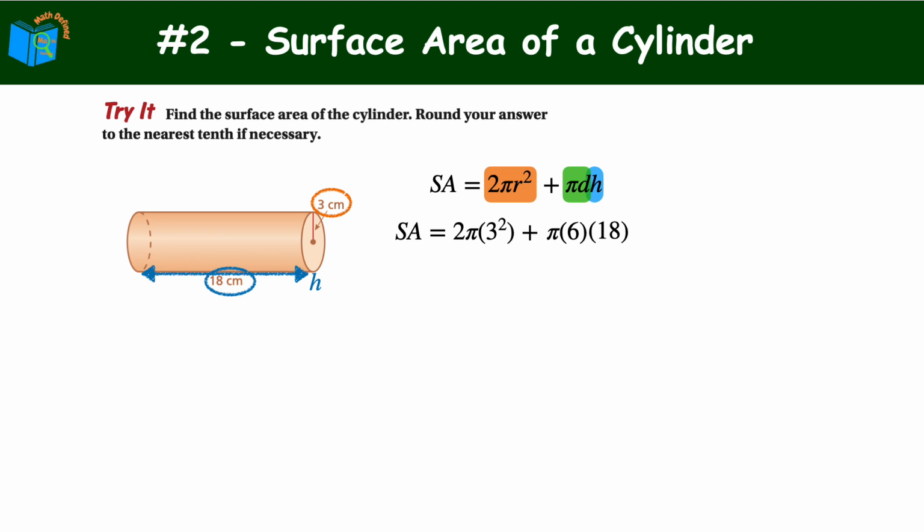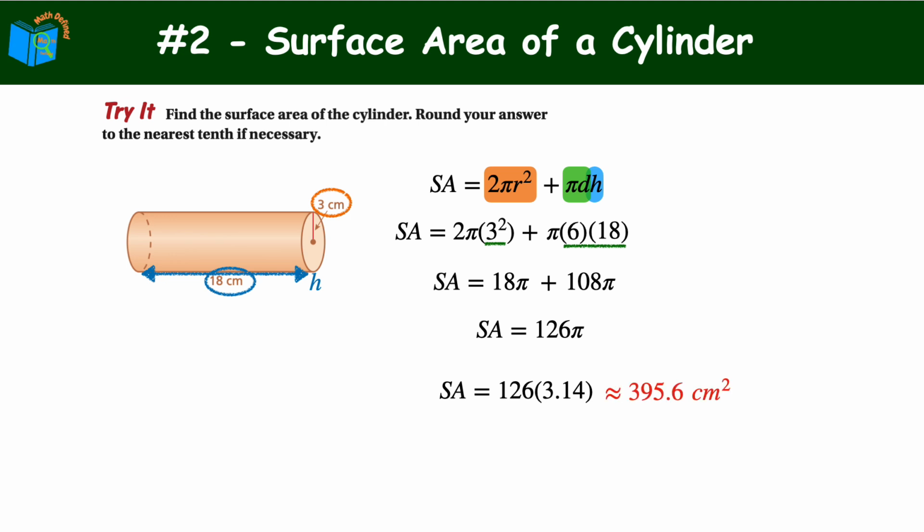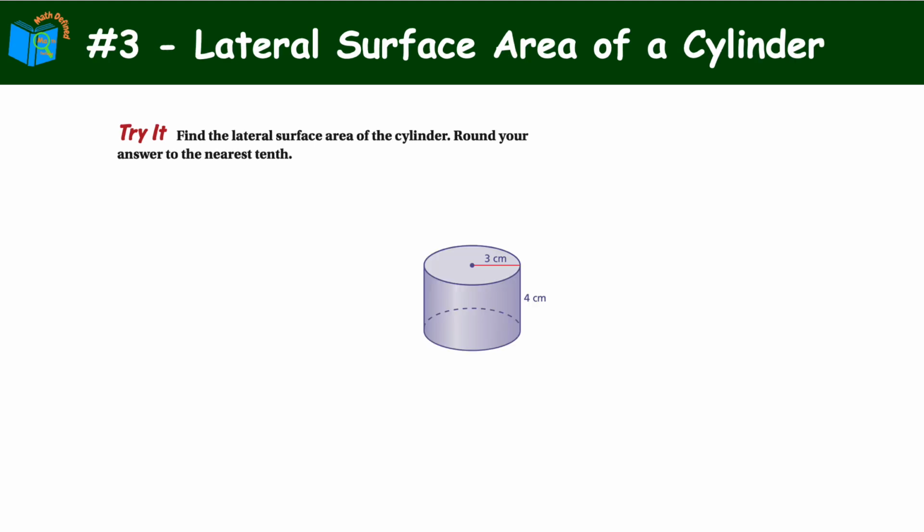Again, following the order of operations, we'll square the 3 and then multiply it by 2 pi to get 18 pi. Next, we'll multiply 6 and 18 to get 108 pi. Adding the like terms together gives us 126 pi. Simplifying it further, we'll multiply 126 by 3.14 to get an approximate surface area of 395.6 square centimeters.